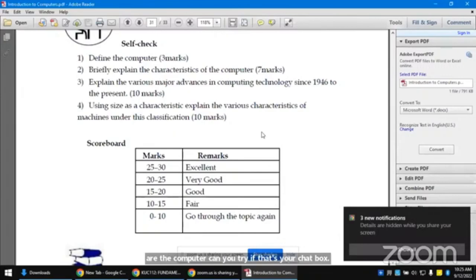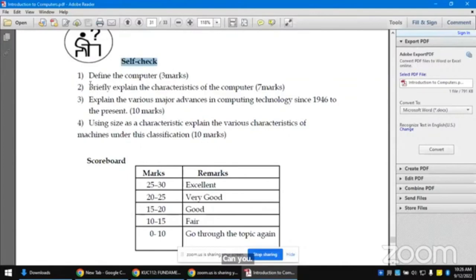Can you describe the various major advancements in computing technology from 1946 to present? What are the advancements in terms of technologies? From 1946, we started with the vacuum tubes, we came to the transistors, we came to the ICs. We came to the very large scale integrated circuits. Then we have the ultra large scale integrated circuit. Then, using size as a characteristic, explain the various characteristics of machines under this classification. Computers are classified according to size. So what are the computers under this? Kindly look at that.